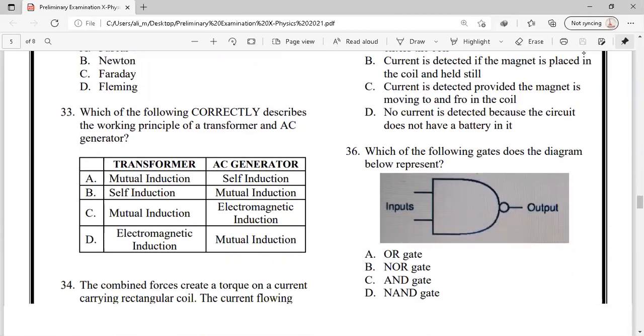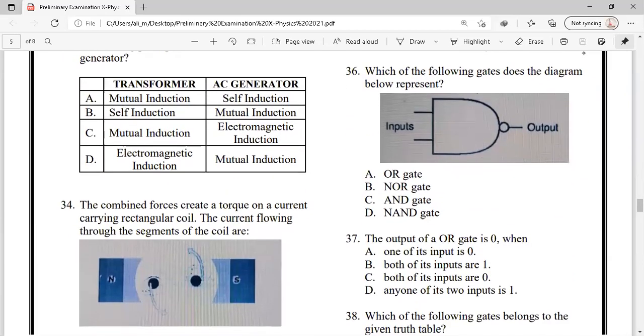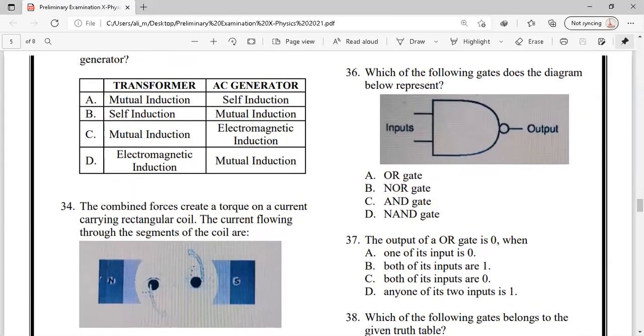Then we have question number 36. We have to identify the logic gate by using this simple diagram. As we know, this represents the AND gate and this represents the NOT gate. So overall, this is our NAND gate, because AND and NOT form a NAND gate.